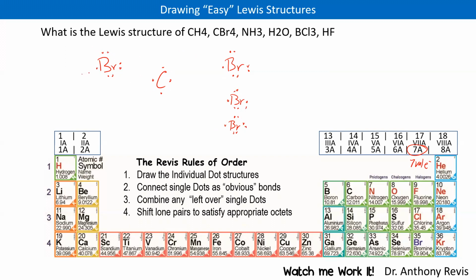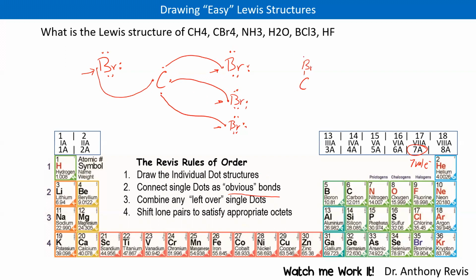I notice I have 1 opportunity for initial bonding here, 1 for this, 1 for this, 1 for this. So I'm just going to take the obvious, rule number 2, take the obvious bonds. I'm going to connect here. I'm going to connect here. I'm going to connect here. I'm going to connect here. And do the obvious.